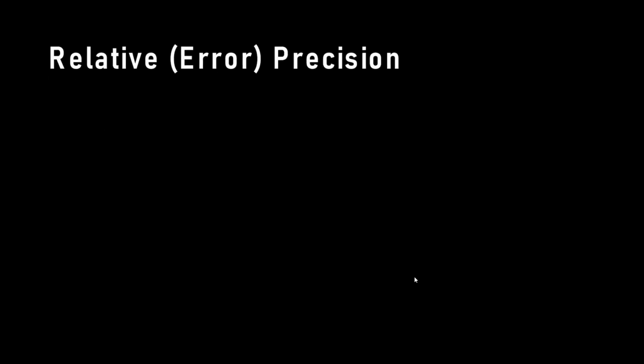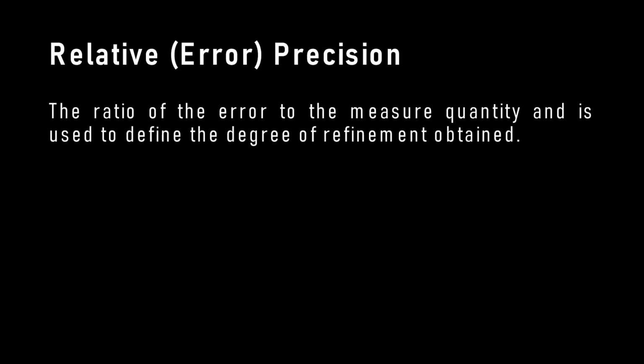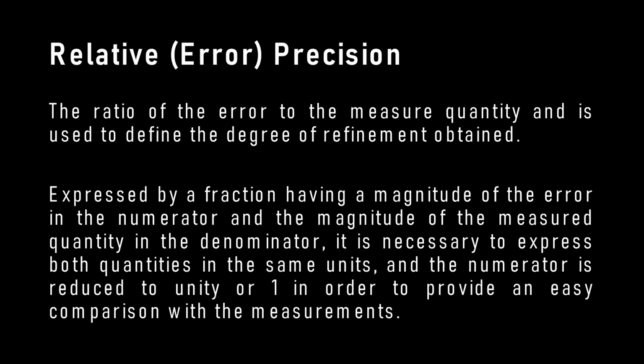So, para sa next topic natin, relative precision. May na-compute na tayo nito sa last problem. Kasi nga, yung ratio of the error to the measured quantity is used to define the degree of refinement obtained. So, kung na-compare natin kung ano yung makukuha nating error sa certain measurement na pwede nating gawin. So, ginagawang unity or 1 yung numerator para mas madali mag-compare dun sa measured quantity natin sa observation.